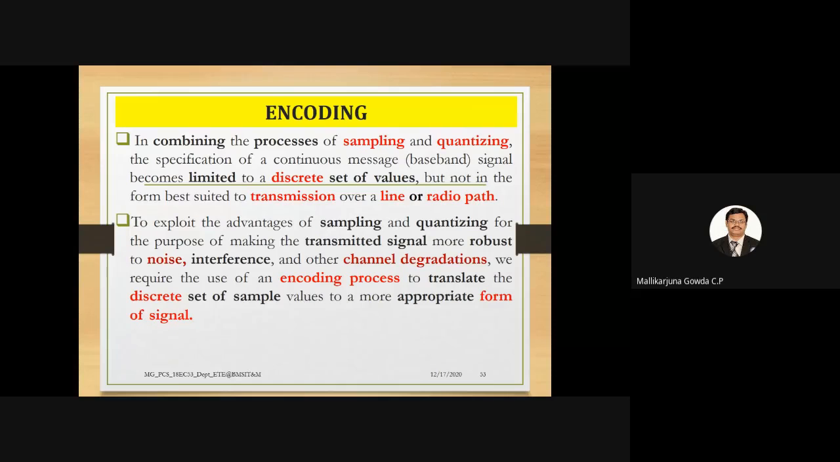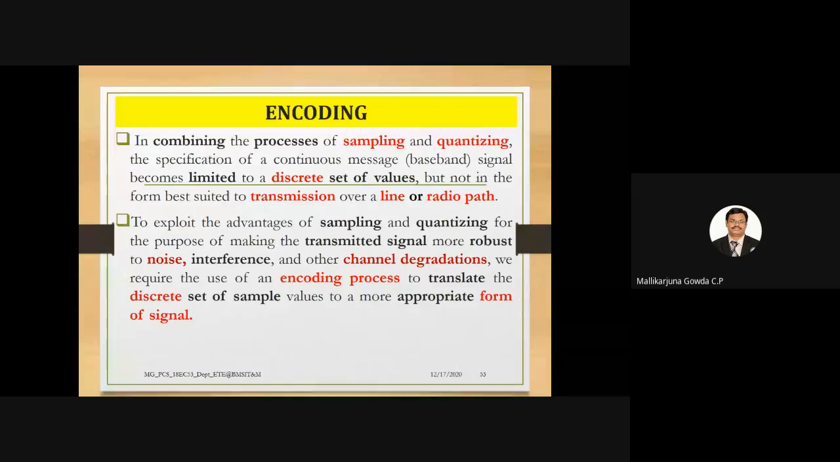But whatever discrete set of values I get after sampling and quantization may not be suitable straight away for transmission over the radio path or the transmission line. To exploit the advantages of sampling and quantizing, for the purpose of making the transmitted signal more robust to noise, interference, and other channel degradations, we need to look upon the use of an encoding process to translate that discrete set of sample values to a more appropriate form of the signal.